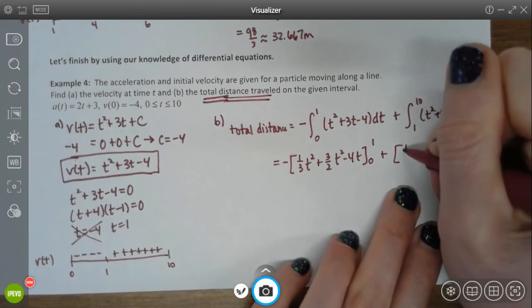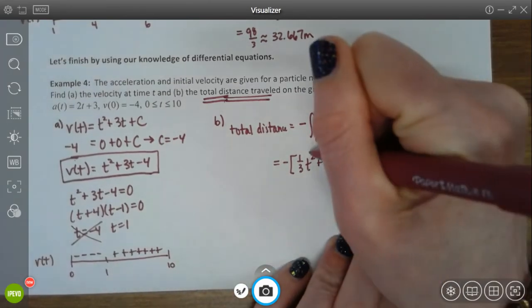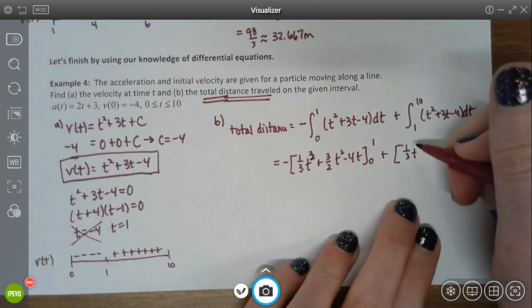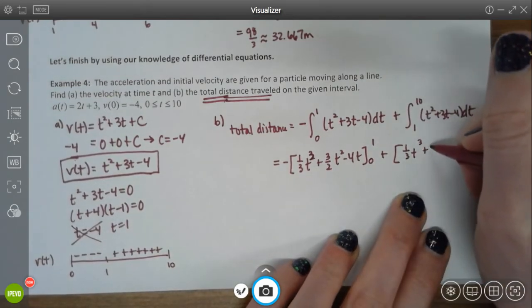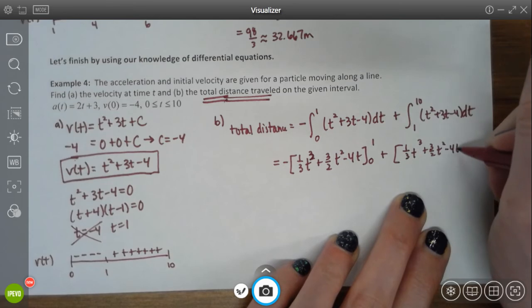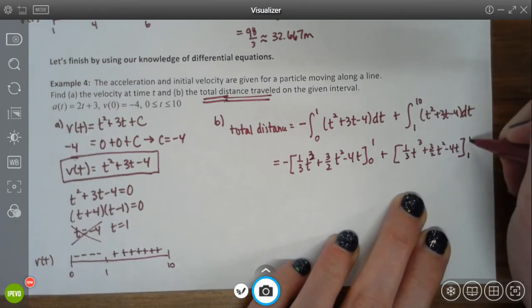And then we're going to do that same, oh my goodness, why do I keep writing 2's instead of cubes? It's 1/3 t cubed plus 3/2 t squared minus 4t. And this time we're going from 1 to 10.